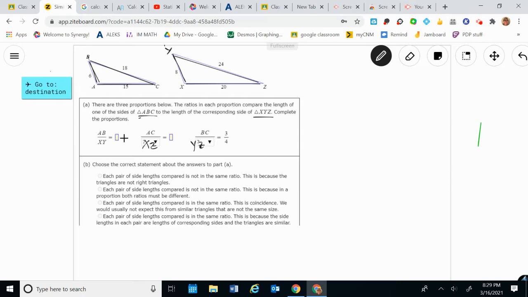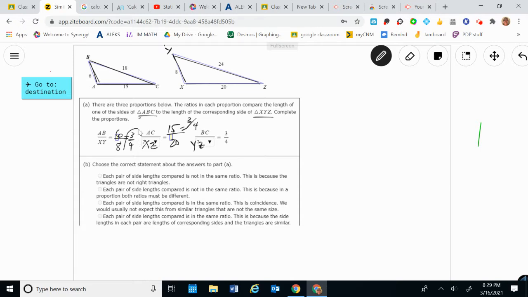All right, and then you're supposed to find the actual ratio. So AB is 6 over XY, which is 8. And you can reduce it. You always want to reduce it. So that reduces to 3/4, right? Okay, and then AC is 15 divided by 20. And those are both divisible by 5, so they reduce to 3/4.